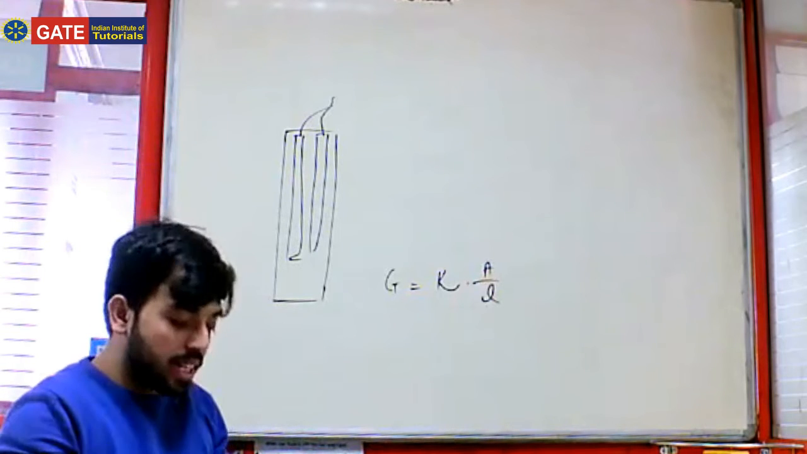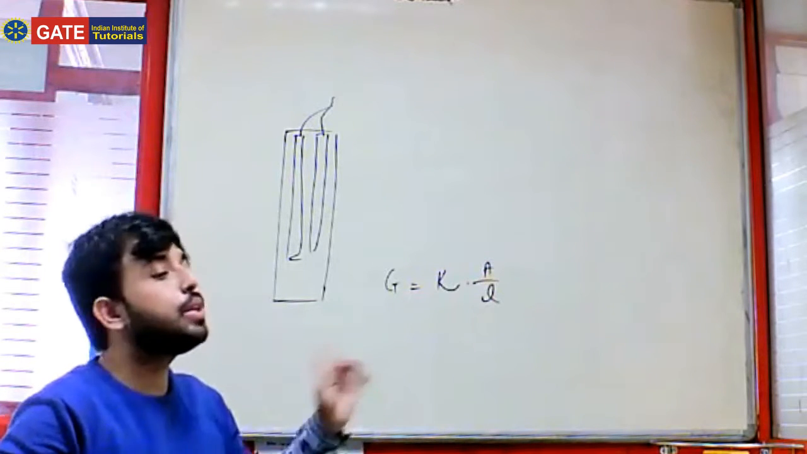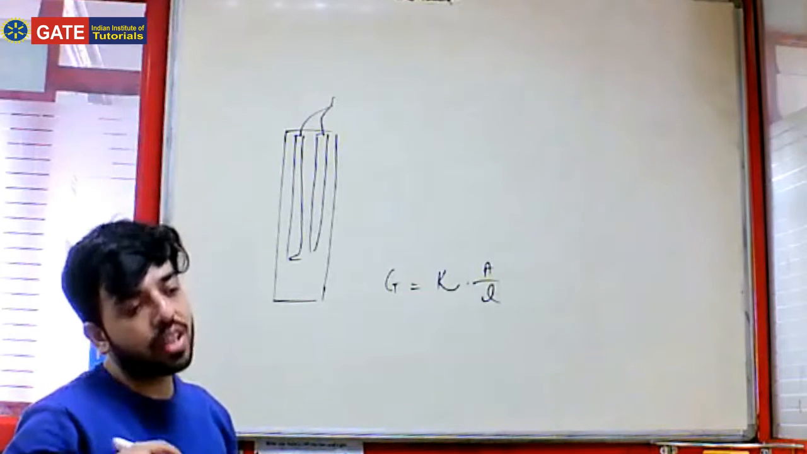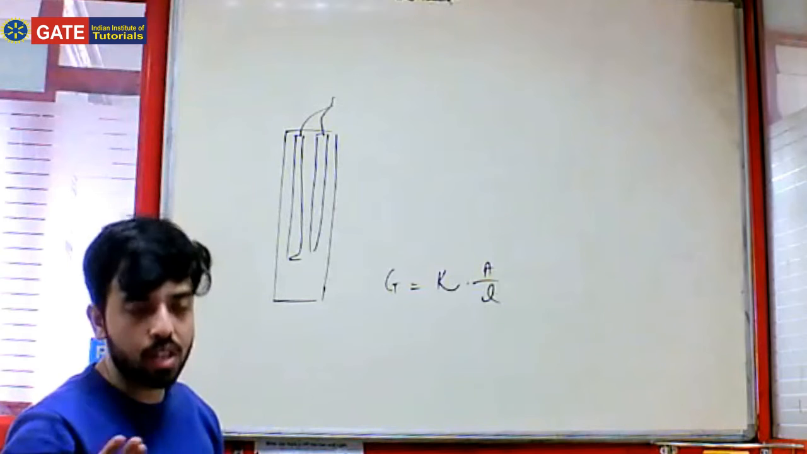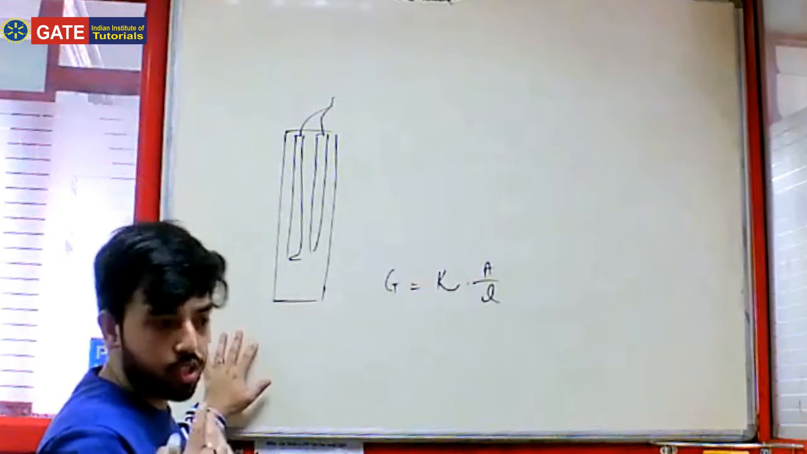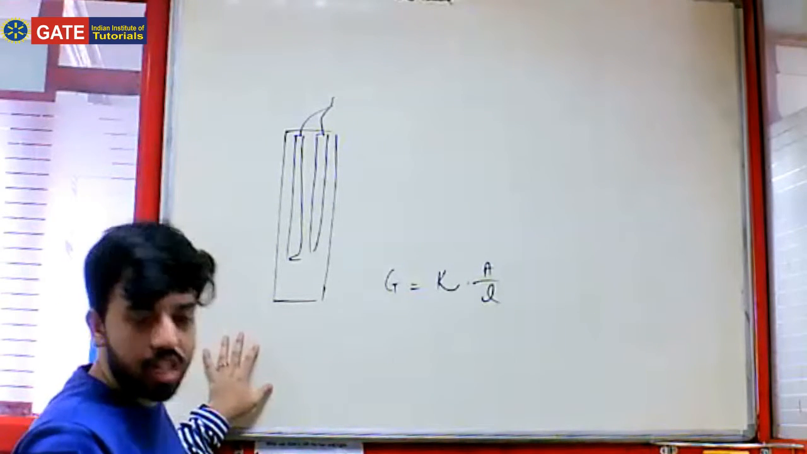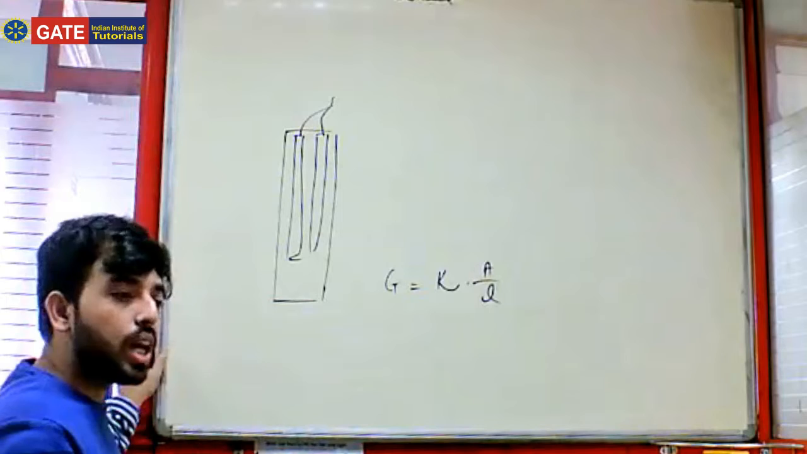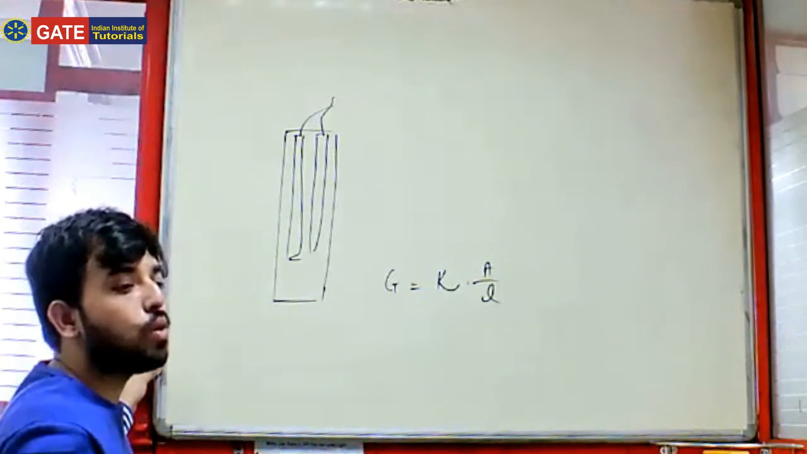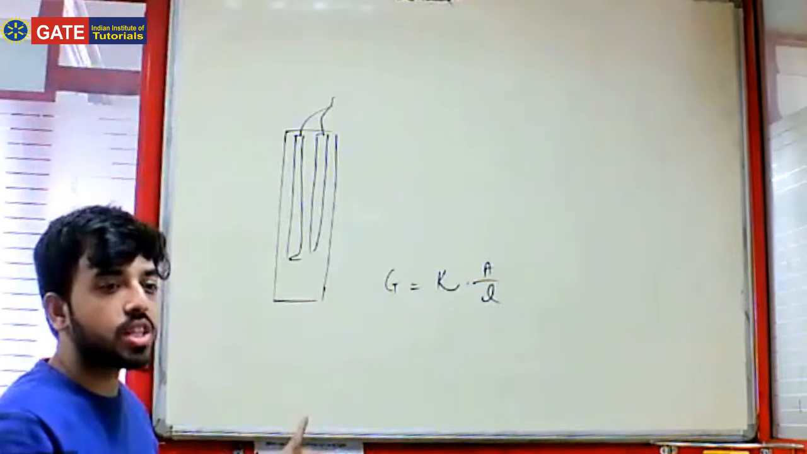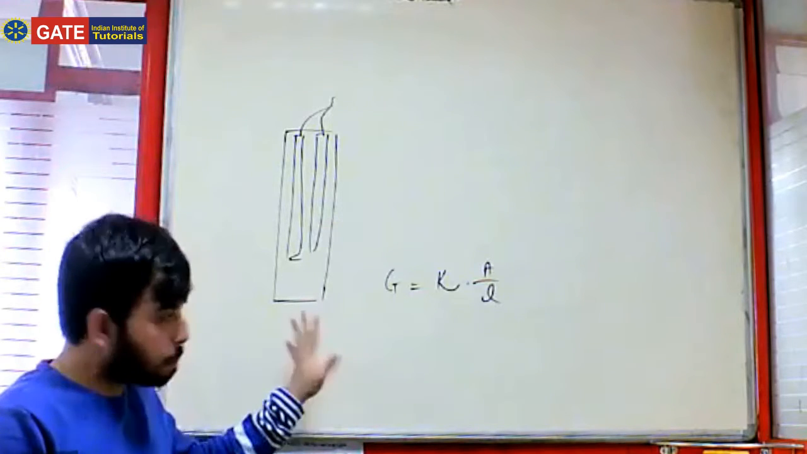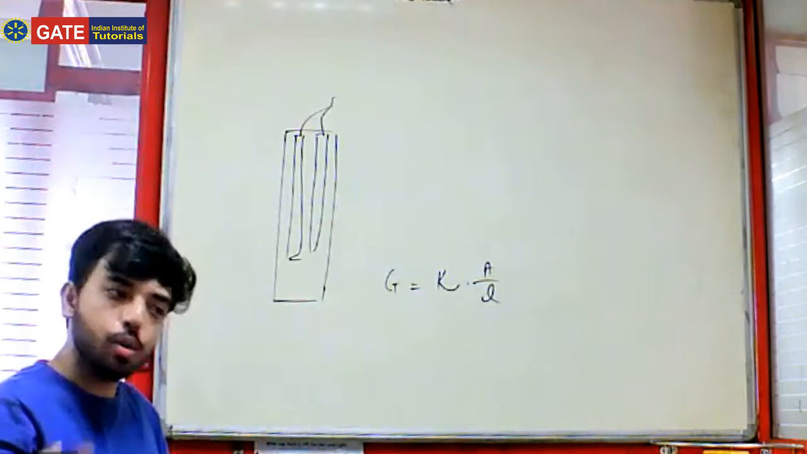For a particular cell, you need to know the cell constant, the G-star value. That's what I told you. Generally, how do they calculate that cell constant? For a particular solution, suppose a KCl solution, they know the particular conductance. So from it they calculate the value of the cell constant, and that value they use for the other substance.